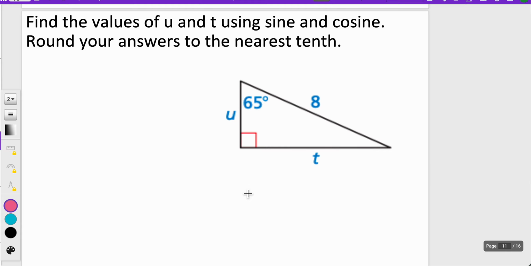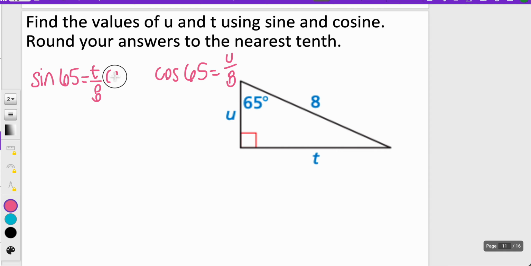Next up, similar situation here. Find the values of u and t using sine and cosine. So I'm still going to use the sine of 65 and the cosine of 65. Okay. So the sine of 65, that would be opposite over hypotenuse, so t over 8. And the cosine of 65 would be adjacent over hypotenuse, so that would be u over 8. Okay, multiplying both sides by 8.